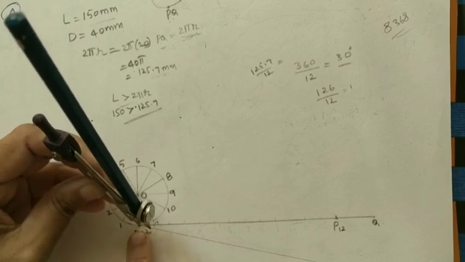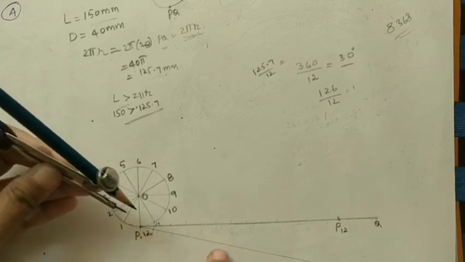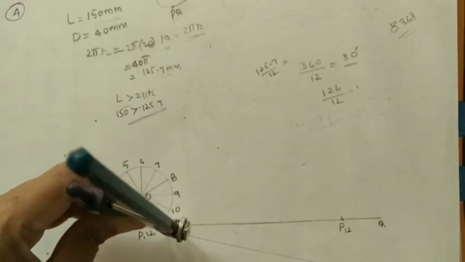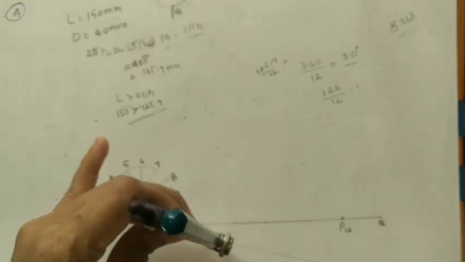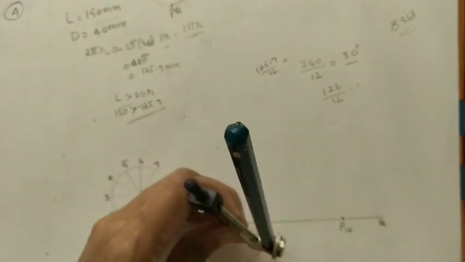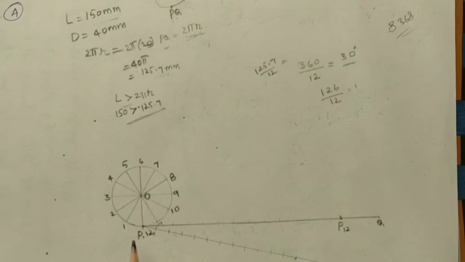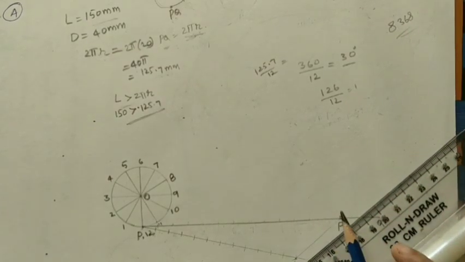Initially, with P as center, just draw an arc on this inclined line. Take the next center as the intersection of this arc and this line. Take that as center, draw an arc with the same radius. Like that we have to divide this inclined line into the required number of parts. This is the 12th one, the last point. 1, 2, 3, 4, 5, 6, 7, 8, 9, 10, 11, 12. Take the last point, join this point to P12, the last point of the circumference, like this. Just draw thin lines.